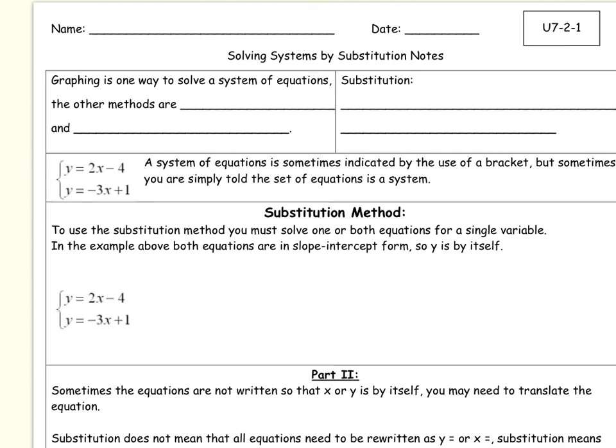Today we're going to solve systems of equations by substitution. Yesterday we solved systems by graphing, and that's one way to solve a system of equations. The other method is by substitution, which is what we're going to do today, and by elimination, which we will talk about tomorrow.